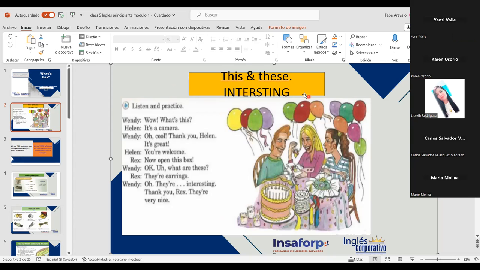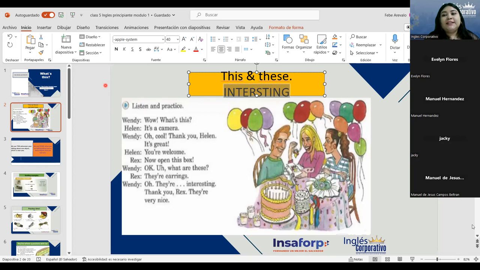One more time and listen: interesting. Una vez más escucho interesting. And we're gonna stop you. Y lo voy a interrumpir en ese momento para que me digan interesting, porque la correcta es interesting. Y ya lo he repetido, right? Like 5, 6, 7, 8 times. Something that helps me a lot with my students, algo que en realidad me ayuda bastante con mis estudiantes usualmente, es ponerlos a repetir 3 veces la misma palabra.